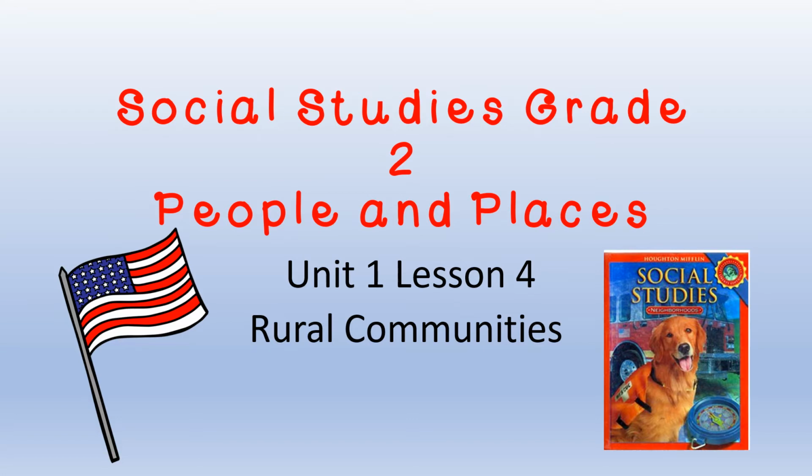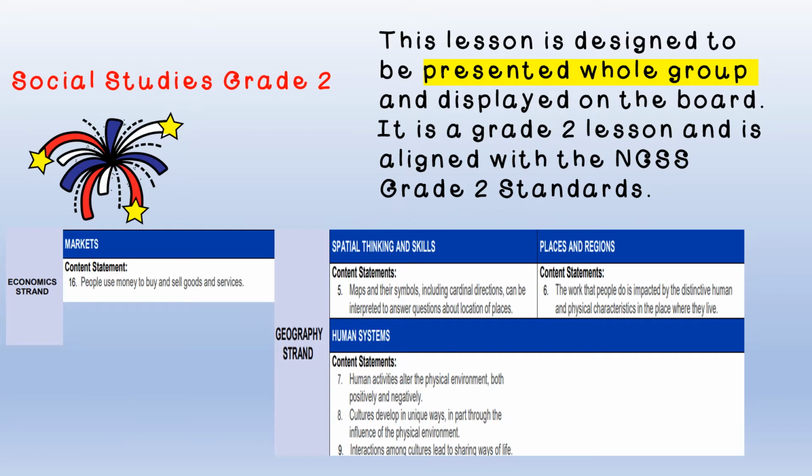This is Unit 1, Lesson 4, Rural Communities, and we'll be using the Hoot Mifflin Social Studies book. Our standards for today will be Standard 6, Places and Regions. The work that people do is impacted by the distinct human and physical characteristics in the place where they live. We're also going to be working on an economic strand, Content Standard 16. People use money to buy and sell goods and services.